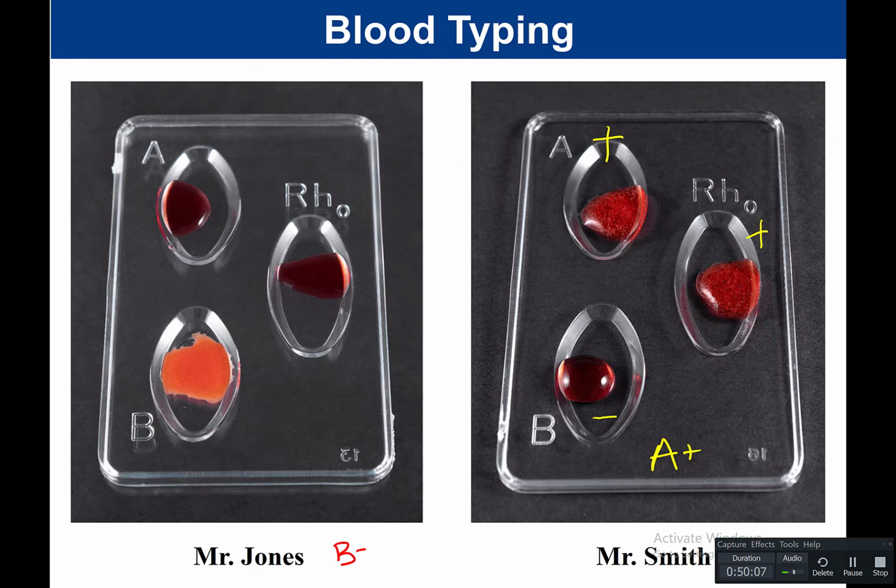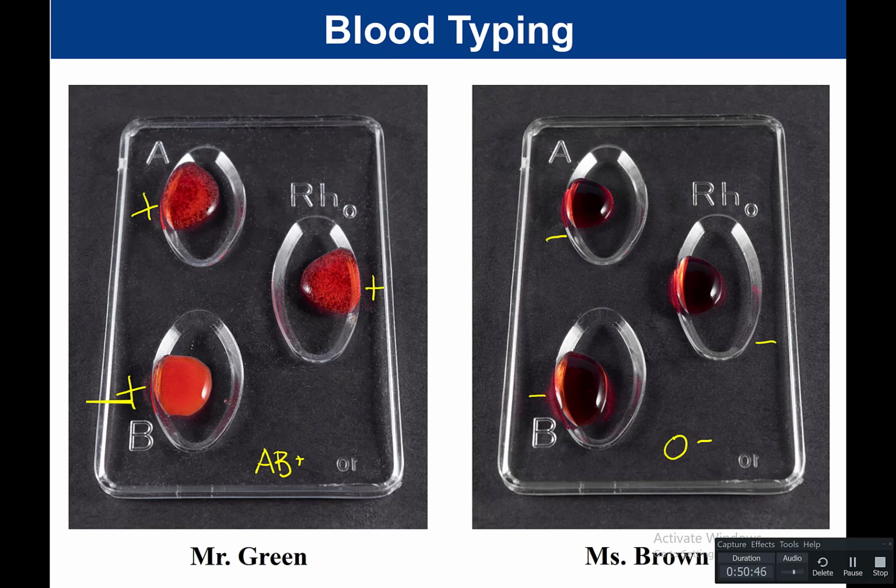You, again, should be able to look at these different blood typing samples, and any blood typing that I give you, not just necessarily these ones, but any result that I give you, you should be able to tell me blood typing. So we get agglutination for B only, no agglutination for A, no agglutination for the Rh factor. So there's no D antigen, there's no A antigen. So this person, Mr. Jones, is going to be B negative. Mr. Smith gets agglutination for A and the Rh factor, which means Mr. Smith is A positive.